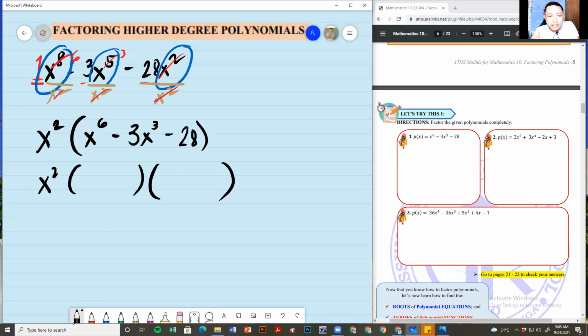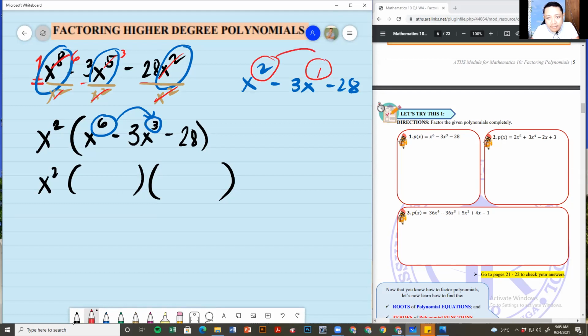Now, since you can notice, it's a trinomial, and notice that the exponents are 6 and then divided by 2, it became 3. Therefore, this is in the format of a general trinomial. It's like x squared minus 3x minus 28. Can you follow? It's like this because our exponent here is 2 and our exponent here is 1. So half of 2 is 1. So therefore, we can do this factoring.